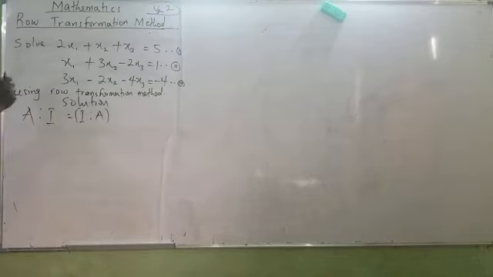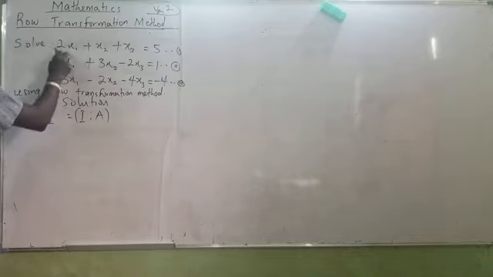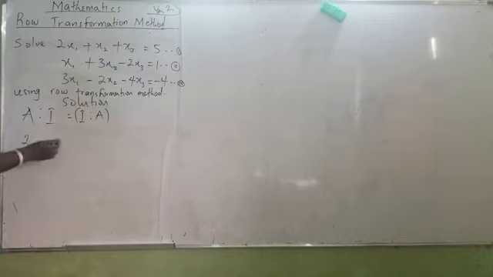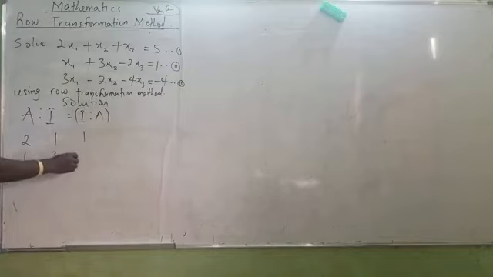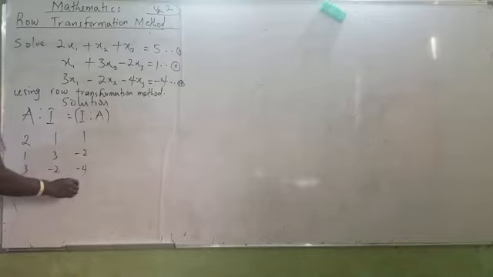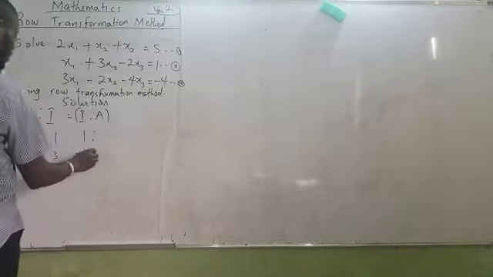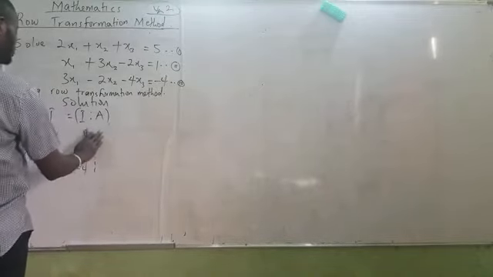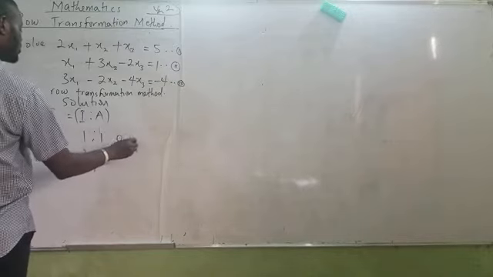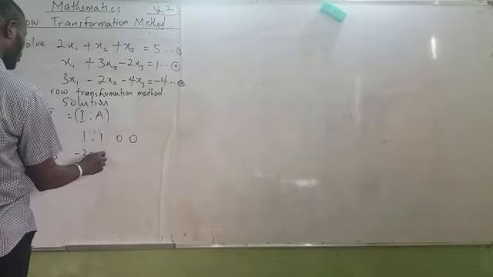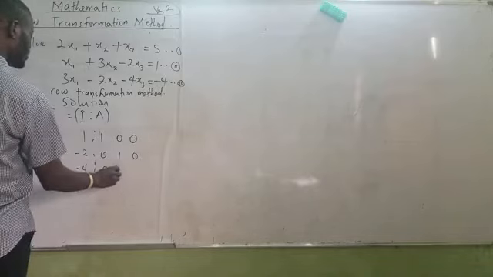Now, I will first start by having the coefficients of the given variables, which is the first row 2, 1, 1, and then 1, 3, minus 2, and 3, minus 2, minus 4. Now, that is my A. I will augment it with I, which is 1, 0, 0, 0, 1, 0, 0, 0, 1.